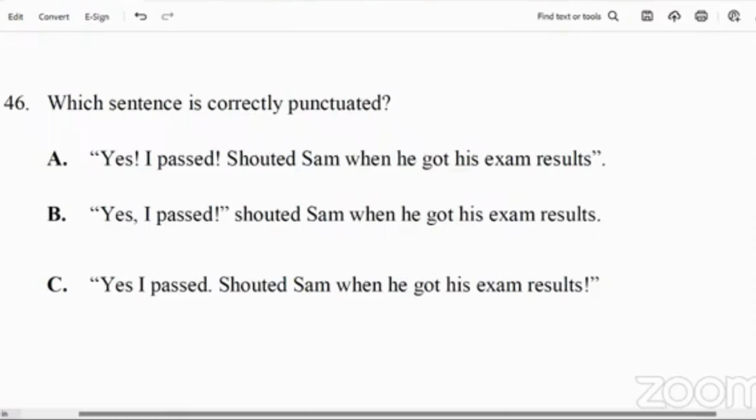So those words would be the only words that should be enclosed in the quotation marks, not the entire sentence. So option A would be incorrect. Option C would be incorrect for those reasons. There are other errors there too, but the main thing to look at is where what was said is enclosed in the quotation marks. The only option that shows it in the correct place is B, not the entire sentence, just what was said.